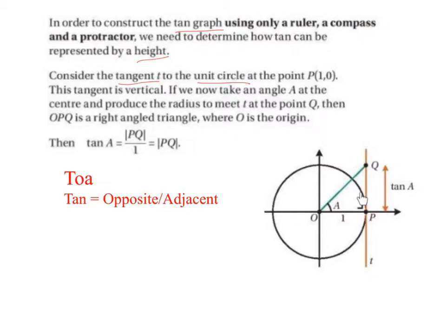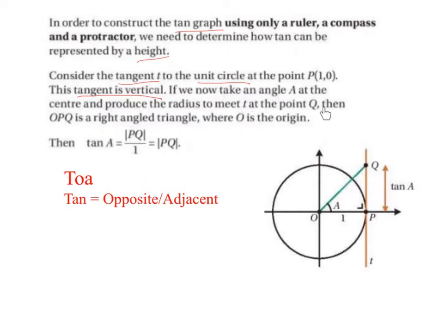So here we have the unit circle, and if this is the center (0, 0), then this is the point (1, 0). So this is the point P, and here we have a tangent, which is a line that touches a circle or a curve at only one point. So we see that the tangent is parallel to the y-axis. This tangent is vertical.